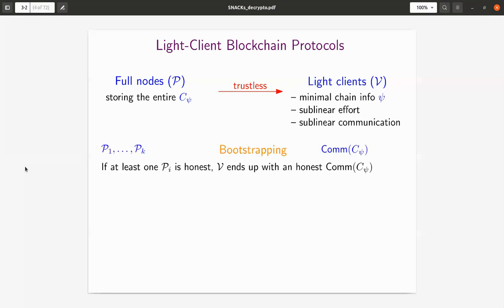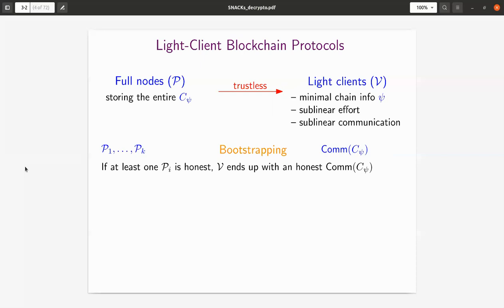People have studied different applications in this setting. One of the most important ones is bootstrapping. Here's what has been studied so far, in which there would be a verifier talking to multiple provers, not knowing whether any of them actually is holding an honest blockchain, but nevertheless talking to them and wanting to end up having a commitment to an honest blockchain up to the last few blocks.